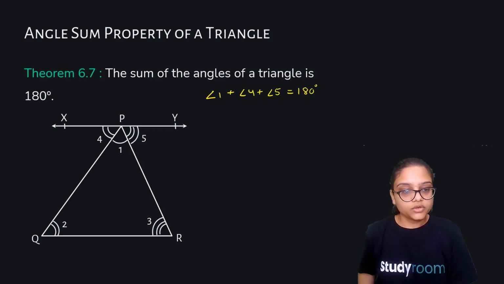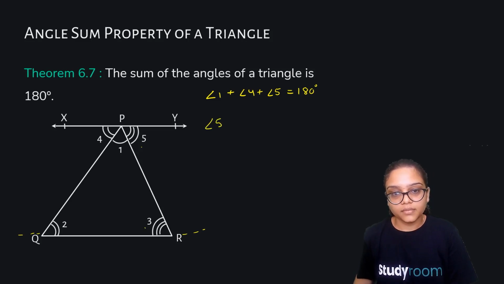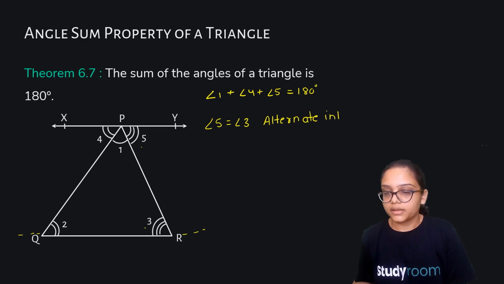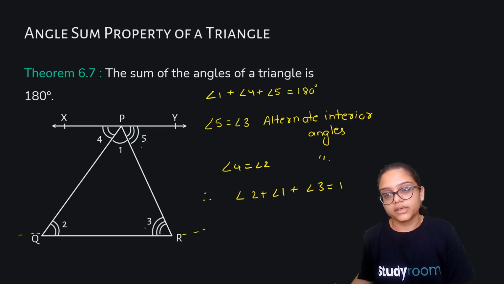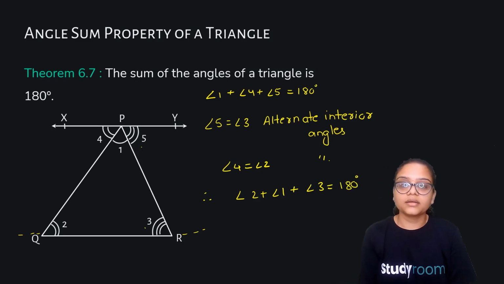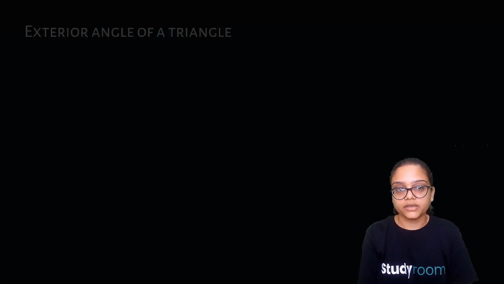Now, you can see that QR is parallel to XY. We have drawn it in such a way. So, angle 5 is equal to angle 3, alternate interior angles. Am I right? Yeah. In a similar fashion, angle 4 is equal to angle 2. Therefore, angle 2 plus angle 1 plus angle 3 is equal to 180 degrees. Hence, the sum of the angles of a triangle is 180 degrees.